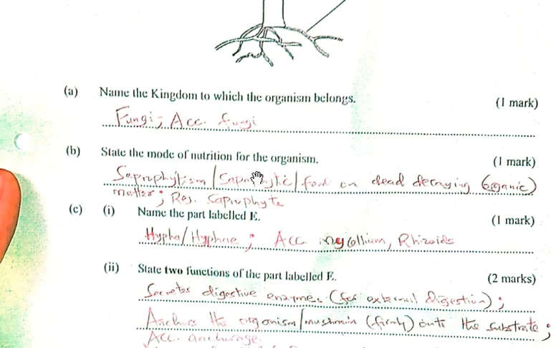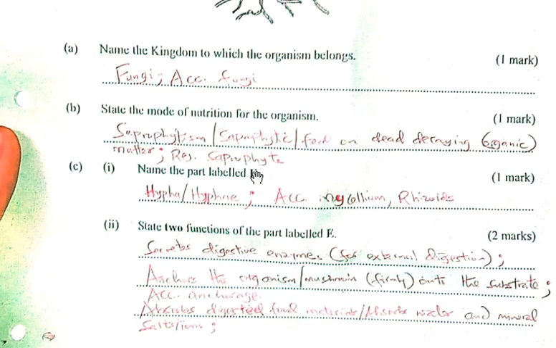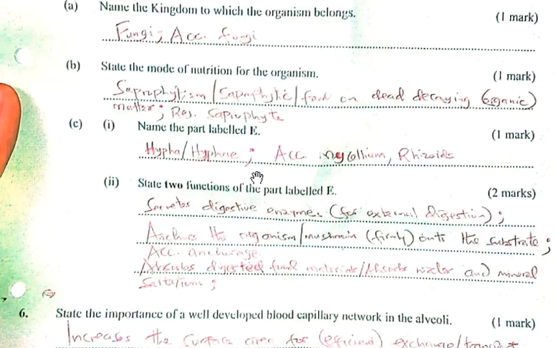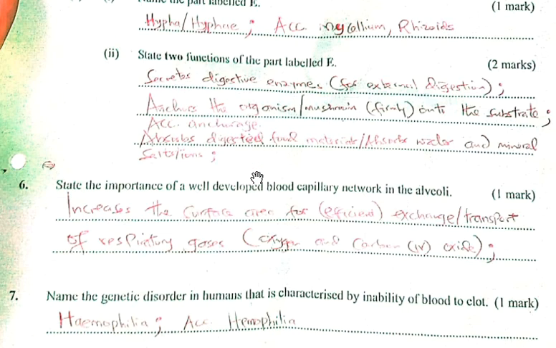State 2 functions of the part labeled E, that is the hypha, and the first role, it secretes digestive enzymes which help in external digestion. Then also it anchors the organism firmly onto the substrate. Apart from that, it absorbs digested food materials, and also it can absorb water and mineral ions.